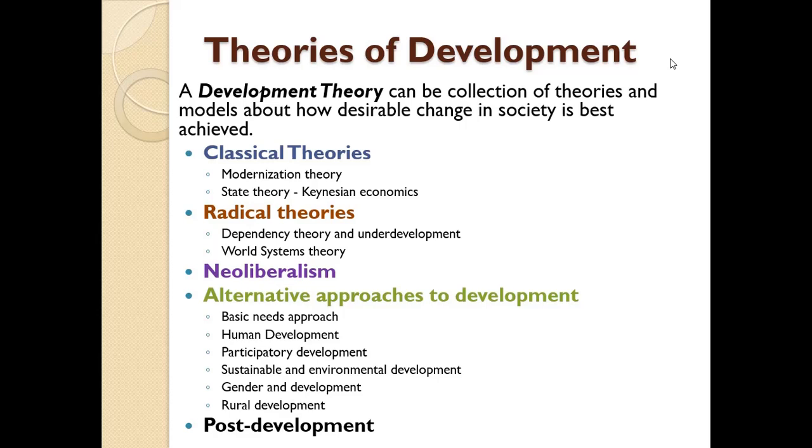So the modernization and state theory related to Keynesian economics and so on belong to the classical theories, which were championed in the 1940s and 1950s. Then in the 1960s you have the radical theories of dependency theory and world system theory, criticizing the classical theories. Then you have neoliberalism from the 1970s, 1980s onwards, trying to champion free market trade and so on. And then you have alternative approaches that were developed alongside these main theories, including basic needs, human development, participatory development, gender development, and so on.